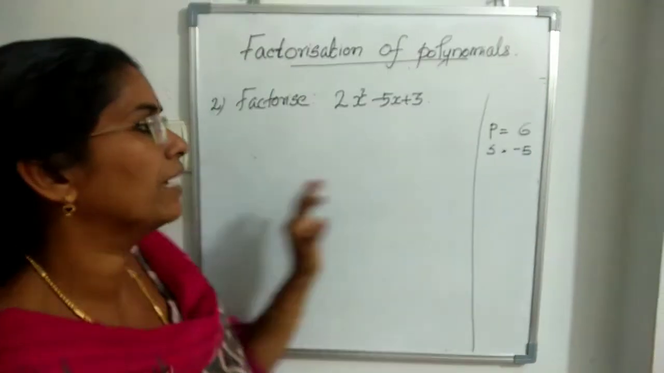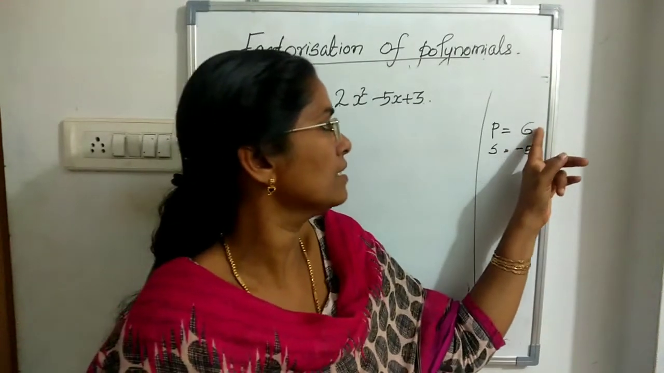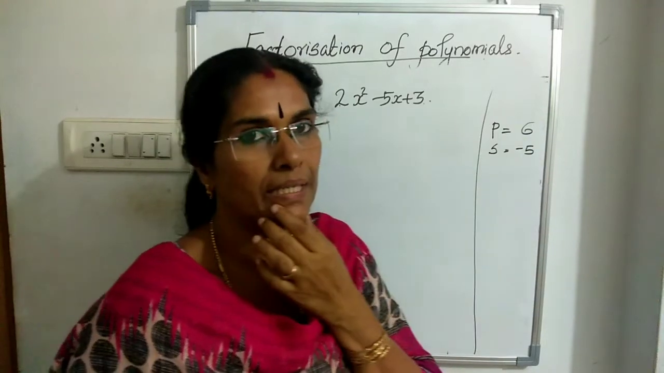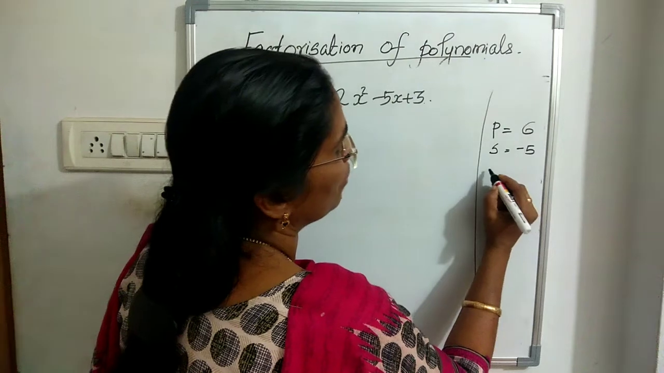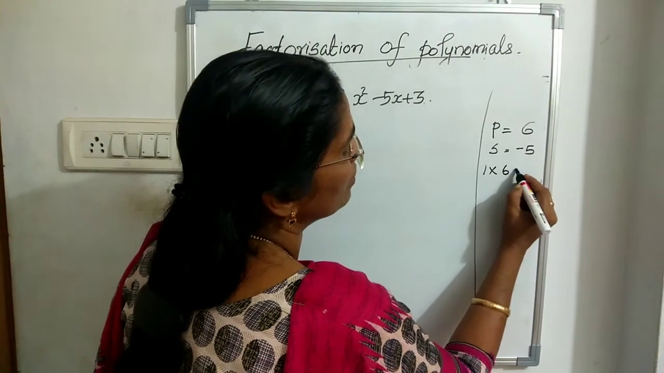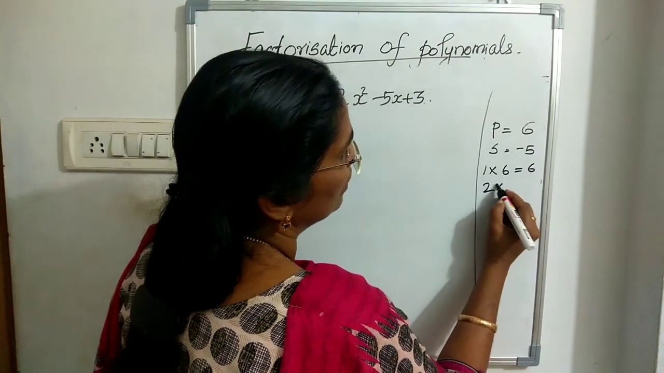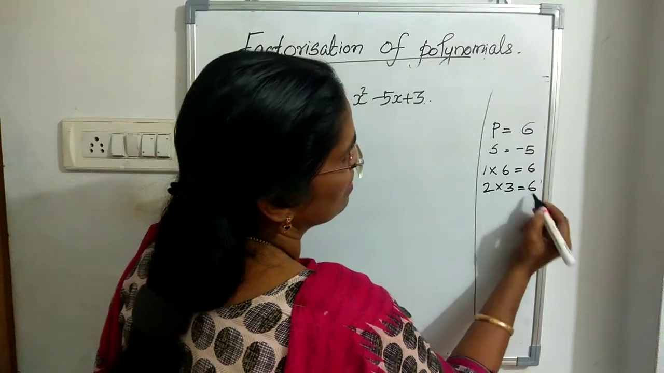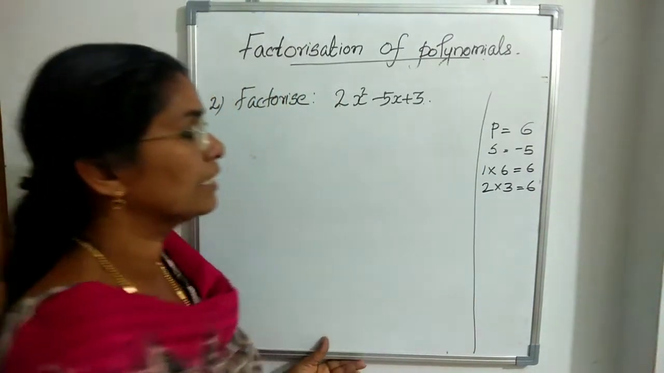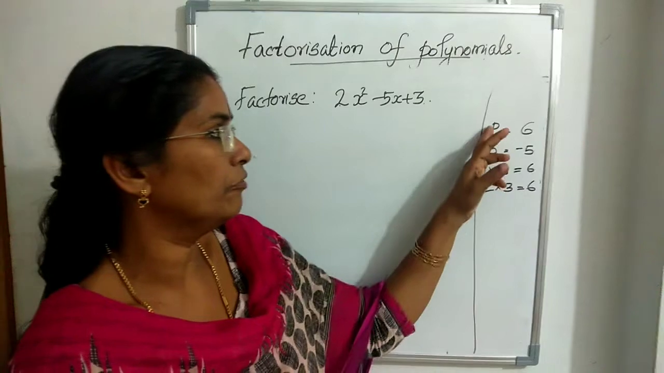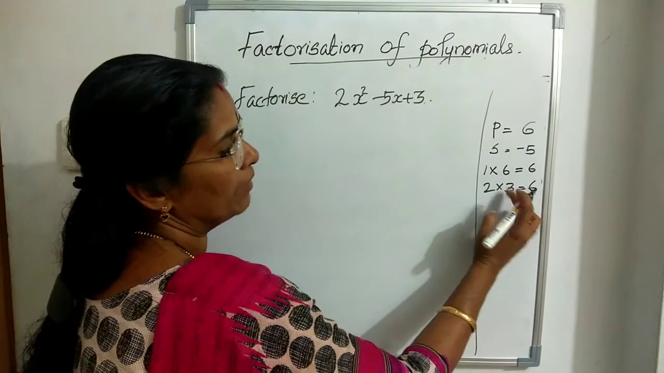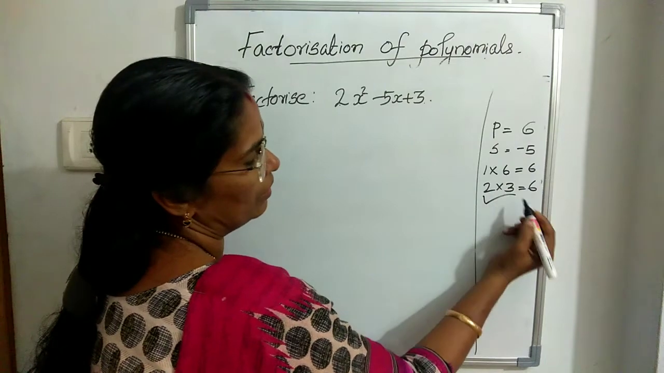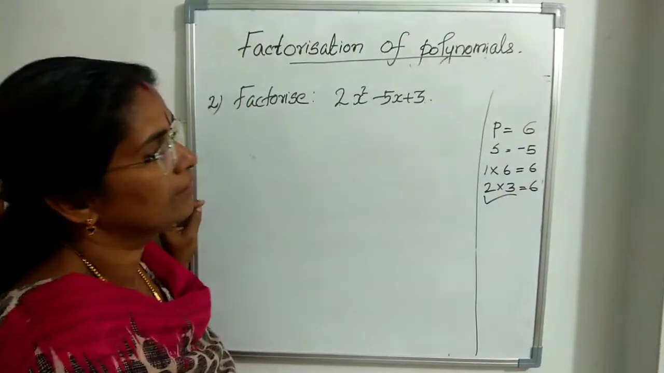Now we have to find two numbers. Its product is 6 and sum is minus 5. That is the factors of 6. Pair of factors we are finding. 1 into 6 is 6. 2 into 3 is 6. Now we have to select which one is suitable for this one. Product is 6, sum 5. So this only is suitable.